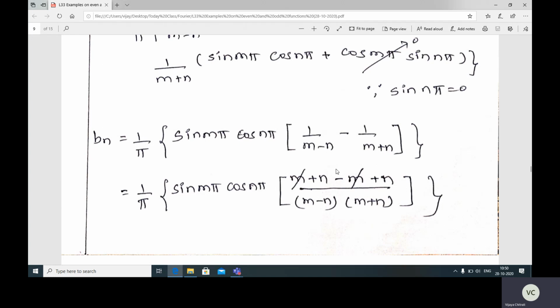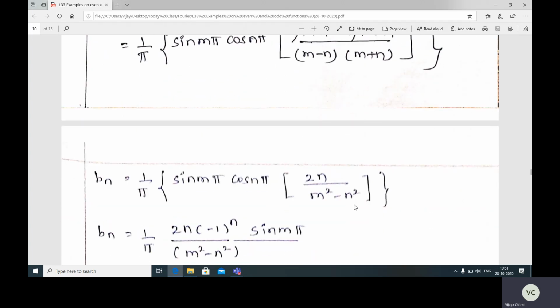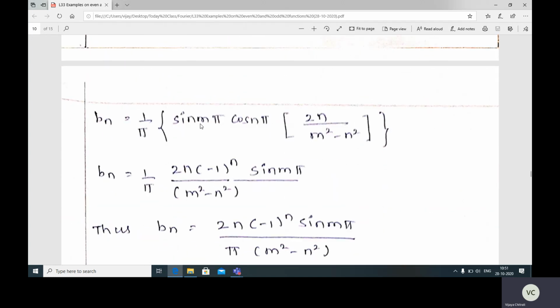Now take LCM here. So the LCM is m minus n multiplied by m plus n. M plus n is there, multiply m minus n. So you'll get the next step as bn is equal to 1 by pi sin m pi cos n pi, this is as it is, [(m plus n) minus (m minus n)]. So plus m minus m gets cancelled. N plus n is 2n. So the next step is bn is equal to 1 by pi sin m pi cos n pi, 2n divided by m square minus n square, right?